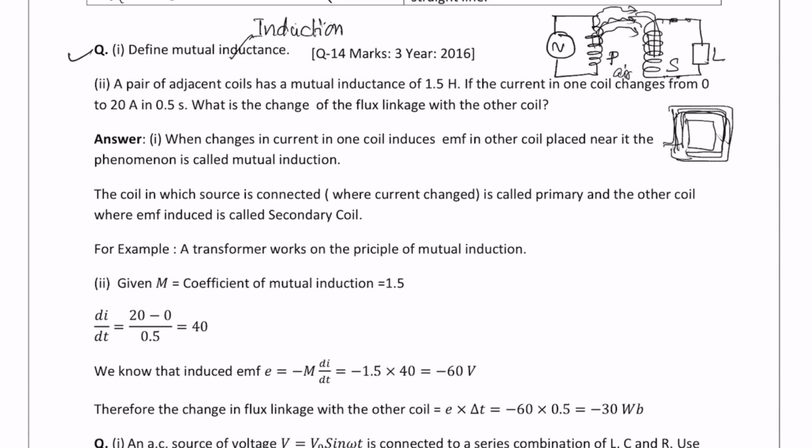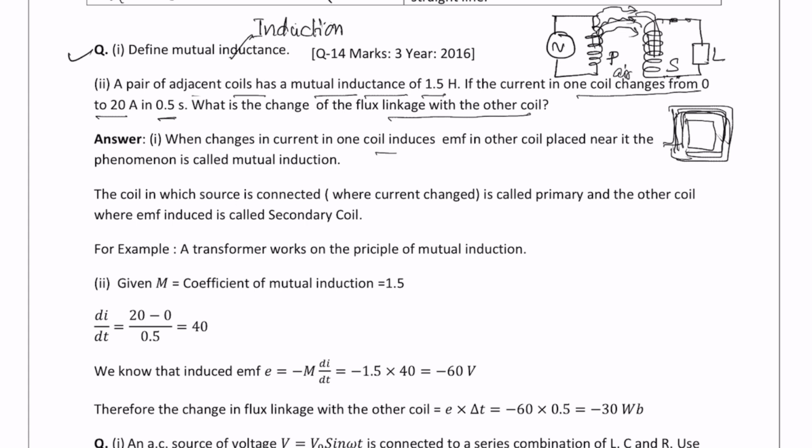So mutual induction means a pair of adjacent coils has mutual induction. This is the second part of the question: the coil has a mutual inductance of 1.5 Henry. Henry is the unit of the coefficient of mutual inductance. If the current in one coil changes from 0 to 20 ampere in 0.5 second, we will calculate the rate of change of current. What is the change in flux linkage with the other coil? First of all, we will define what is mutual induction.